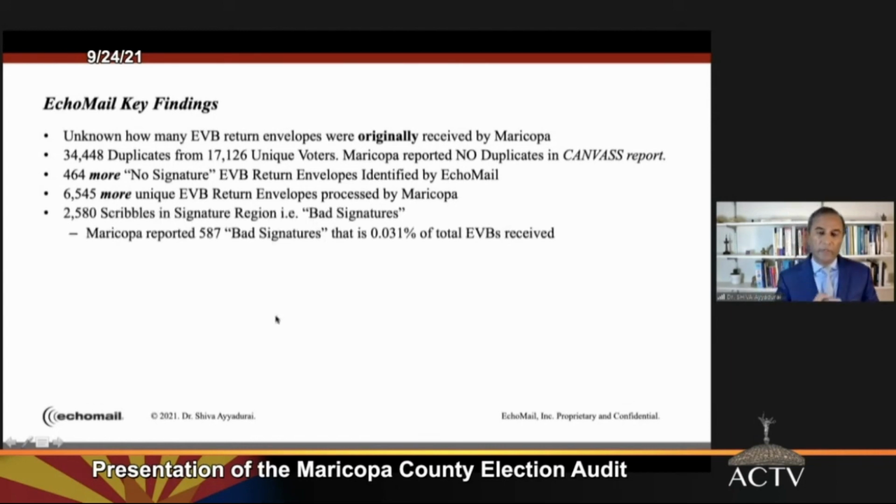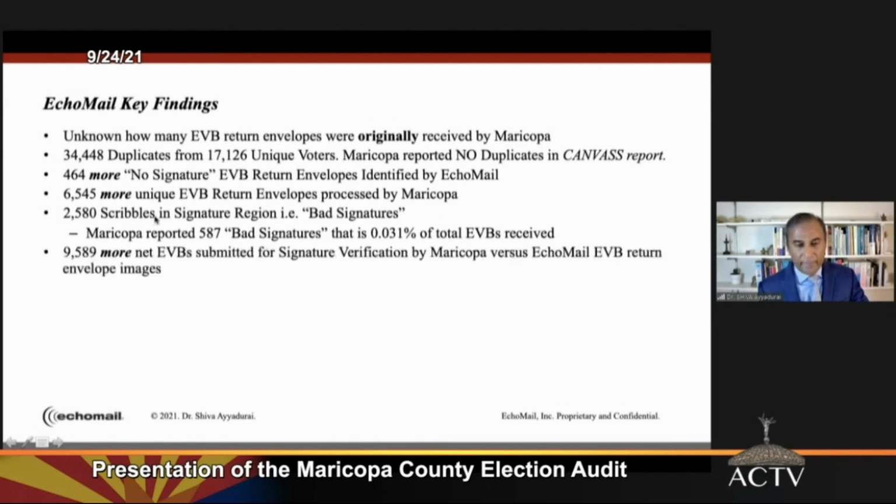This is what's interesting. If you consider our scribbles, again, a very, very low tolerance in pattern recognition, having done this for over 40 years, we could have used like 36 features. We used one single feature, pixel density. We would love to use more features, but just using that one feature at a very low threshold is key here. We've identified 2,580 scribbles, which would have assumed they're all bad signatures. Maricopa identified 0.031%, which is what that 587 represents. This actually represents 4 times that. We'll come back to that.